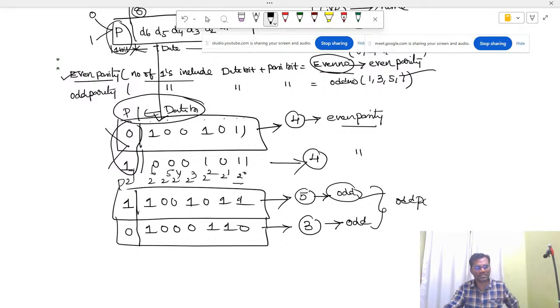I mean, the conversion: 2 to the power 0 is how much? 1. 2 to the power 1 is how much? 2. 2 to the power 2 is how much? 4. 2 to the power 3 is how much? 8. 2 to the power 4 is how much? 16. 2 to the power 5 is how much? 32. 2 to the power 6 is how much? 64. 2 to the power 7 is how much? 128. So you remember, these will be the 8 bits for a detector.